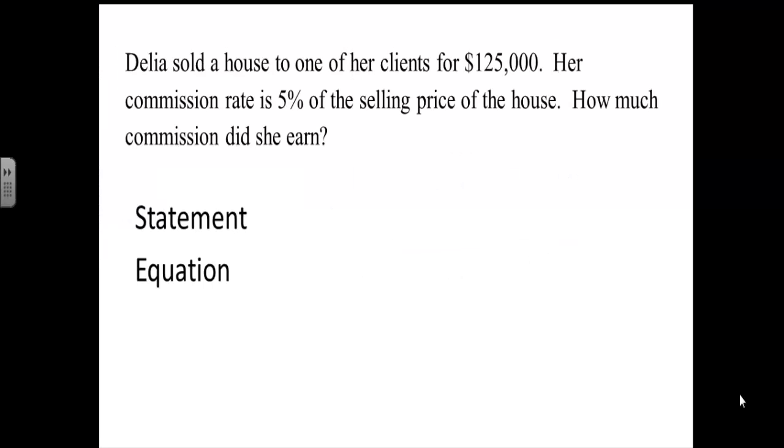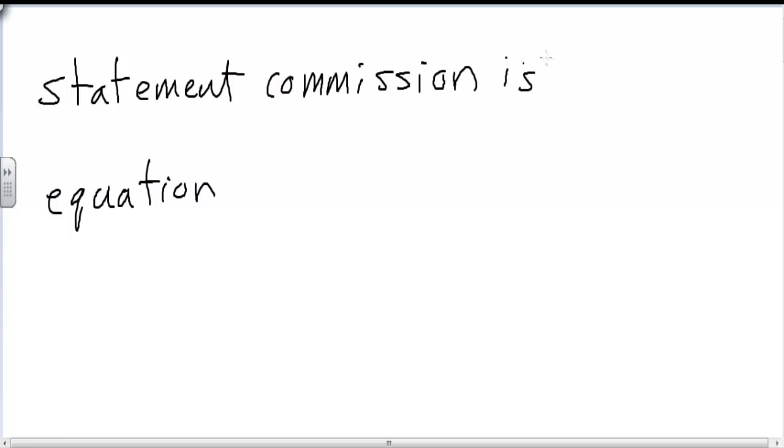Delia sold a house to one of her clients for $125,000. Her commission rate is 5% of the selling price of the house. How much commission did she earn? For a problem like this, since I'm using percentages, from the original question I want to be able to derive an equation by looking for key terms. The commission is 5% of the selling price.